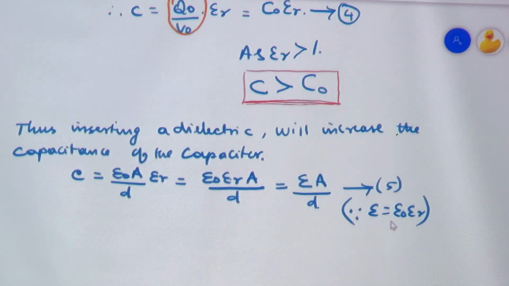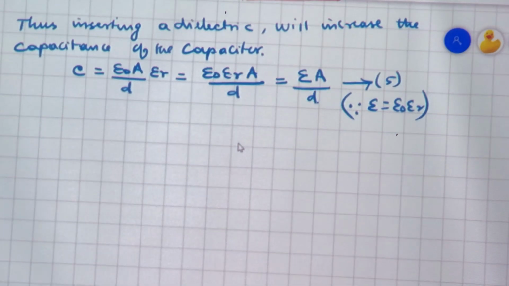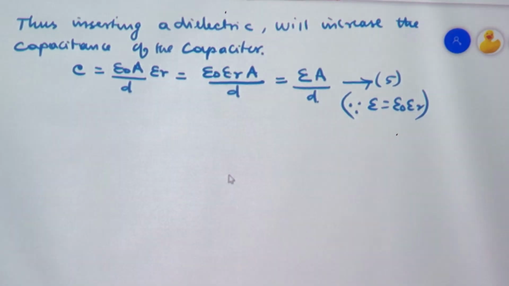Now, what is this epsilon? You know it is the permittivity. Let us leave this and go for the next part. The basic concept is that the capacitance will get increased as the dielectric is introduced. What will happen to the energy? So let us consider energy.